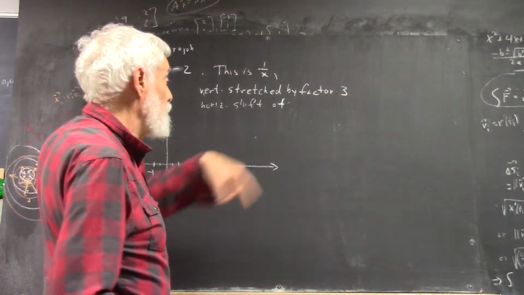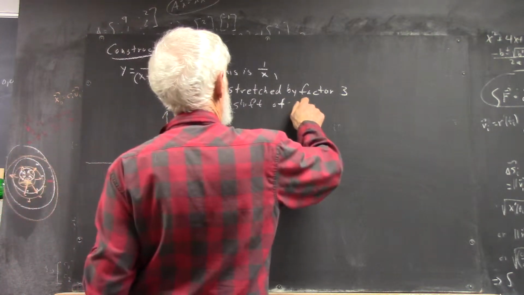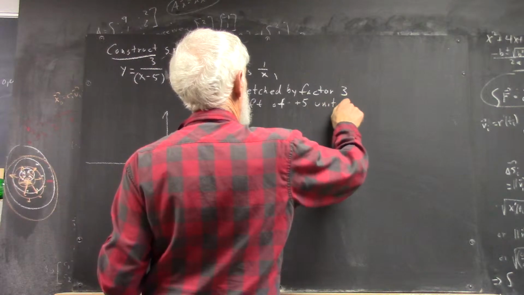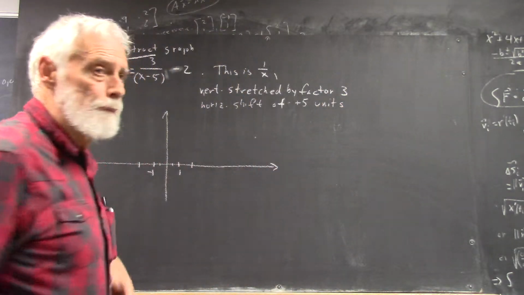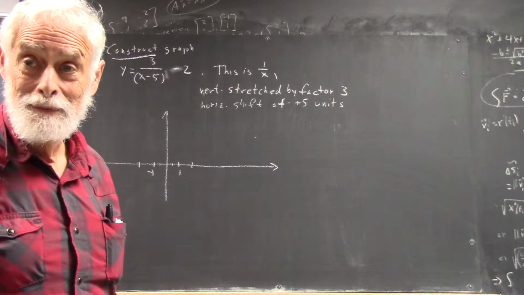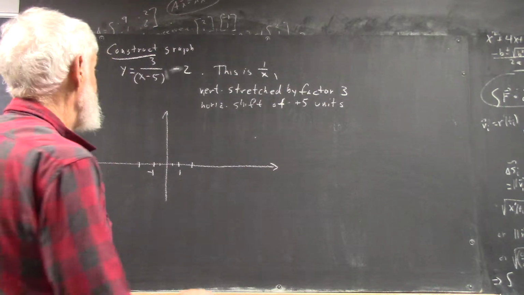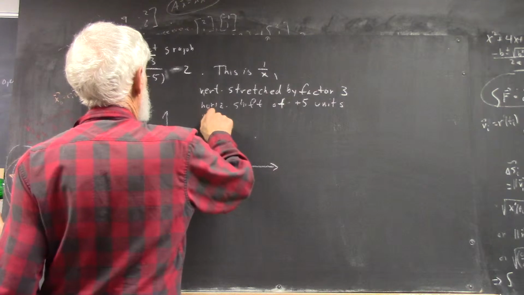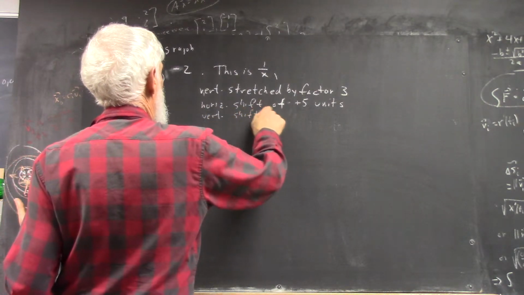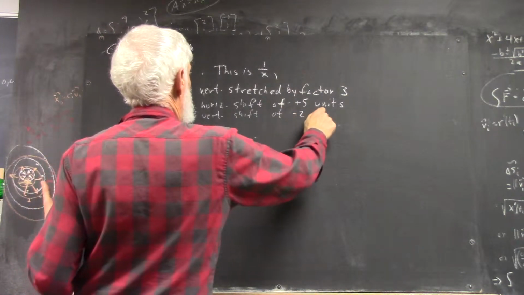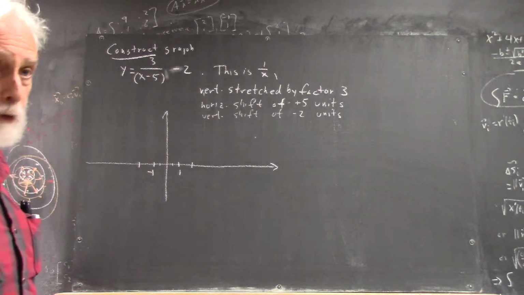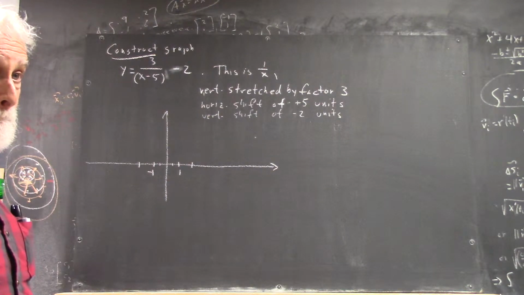Okay, horizontal shift of plus 5 units. And then what? There's only one left. And it's a vertical shift, and you know it, you're just not seeing. Vertical shift of negative 2 units, right? Okay?